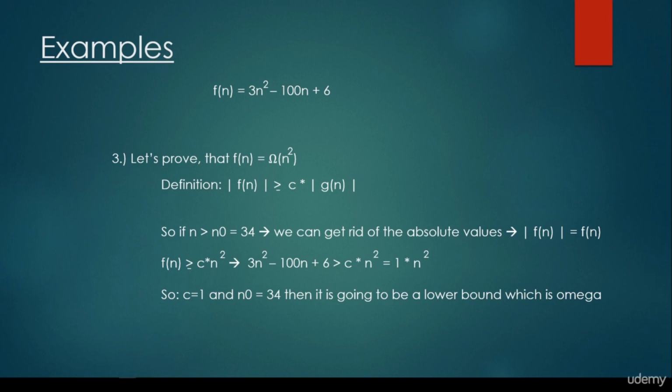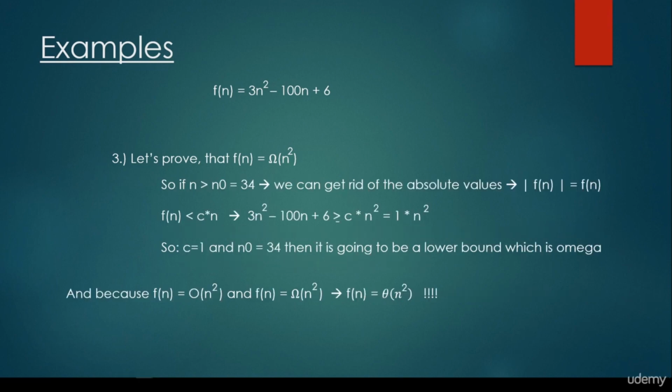So we can choose the constant c to be equal to 1. And we have to solve this equation. And basically when c is equal to 1 and n0 is equal to 34, as we have calculated, then it's going to be a lower bound, which is the omega notation itself. So it is true that f(n) is equal to Omega(n squared).